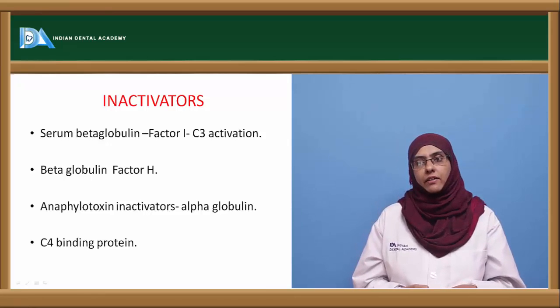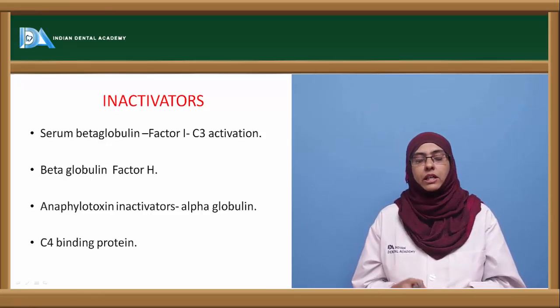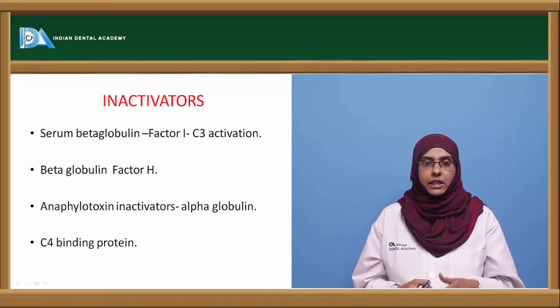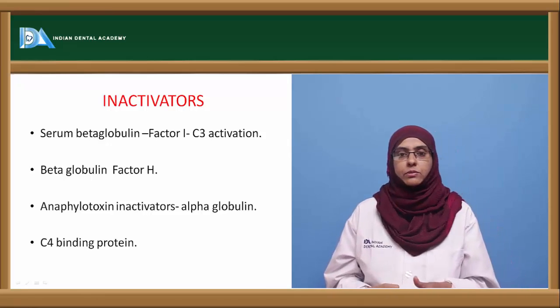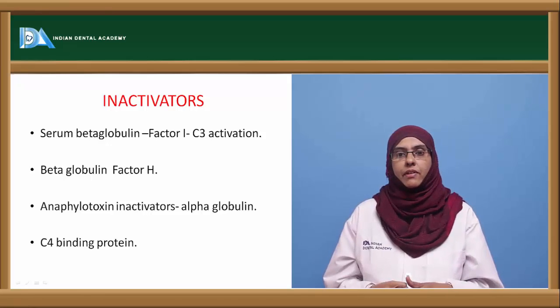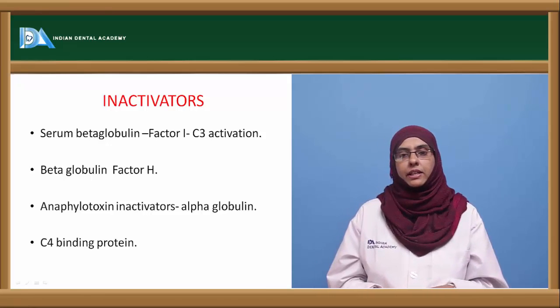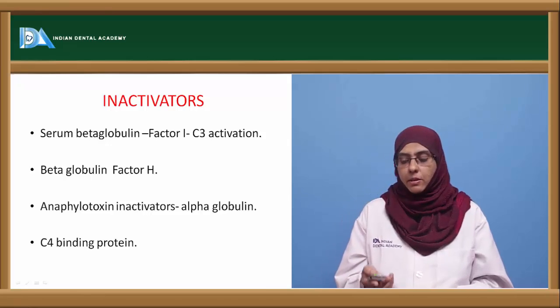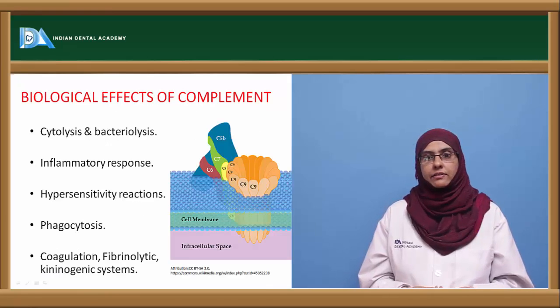And we have anaphylatoxin inactivators. Because of the overproduction of anaphylatoxin, which is a smaller unit, there can be severe damage to the immune system. So this can be inactivated with the help of alpha globulin. And finally, we have C4 binding protein that will not allow C4 to bind to the bacterial surface. So these are the inactivators.